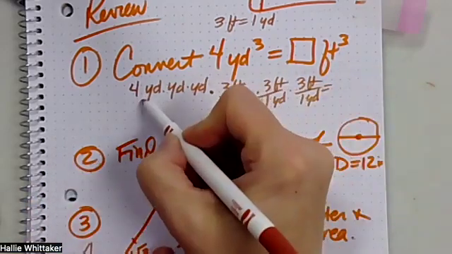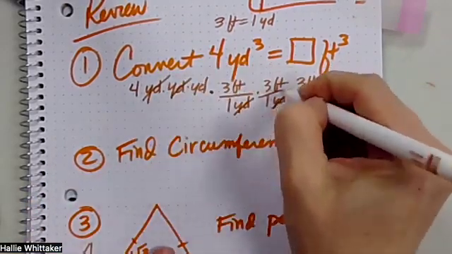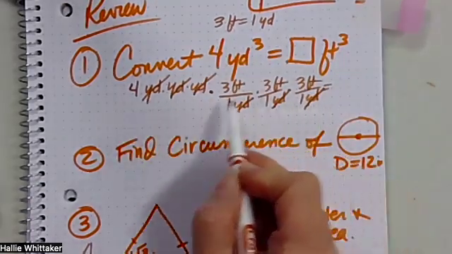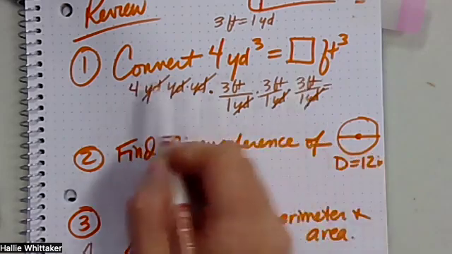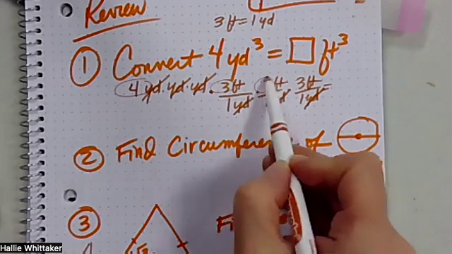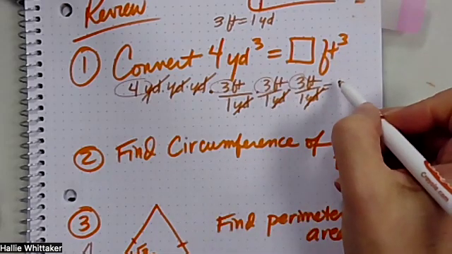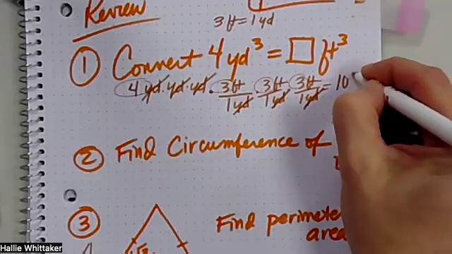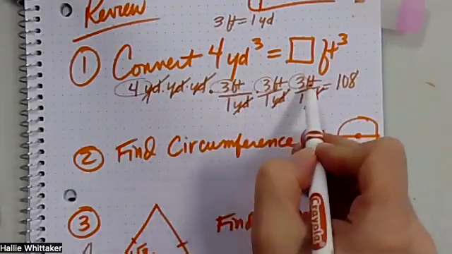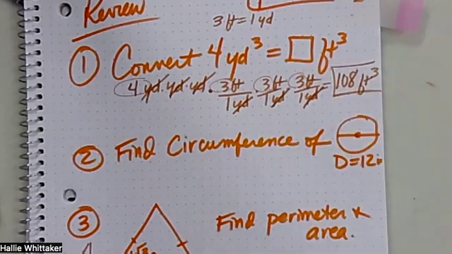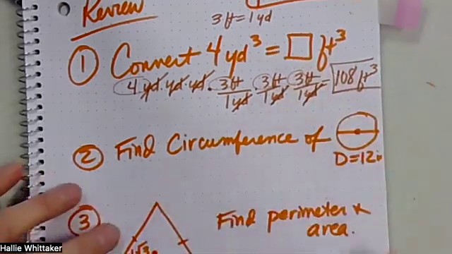So yards cross eliminate, and you basically have ones across the denominator. Let's focus on the numerator: it's going to be 4 times 3 times 3 times 3. What'd y'all get? 108. Good job. Now feet times feet times feet is feet cubed, or 108 cubic feet. If you got that, good job. If you didn't, it's okay. Just remind yourself and learn from it.